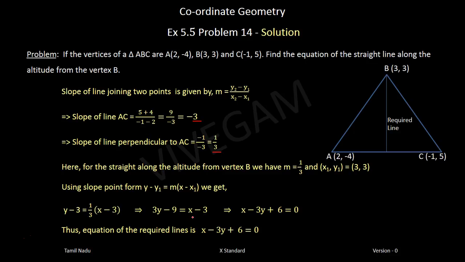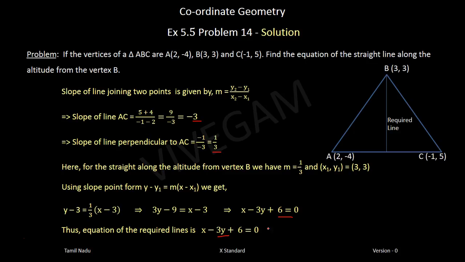Okay, so you bring everything to one side. Bringing 3y and minus 9 to the other side, it becomes x minus 3y, plus 9 minus 3, which is plus 6, equal to 0. So the equation of the straight line is x minus 3y plus 6 equal to 0.